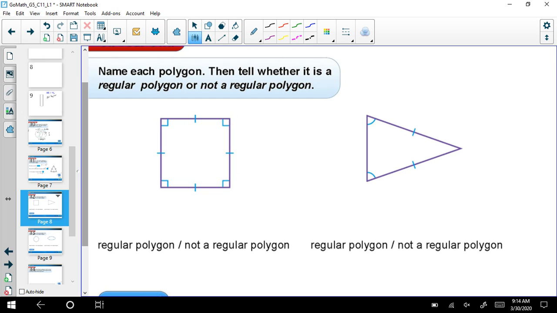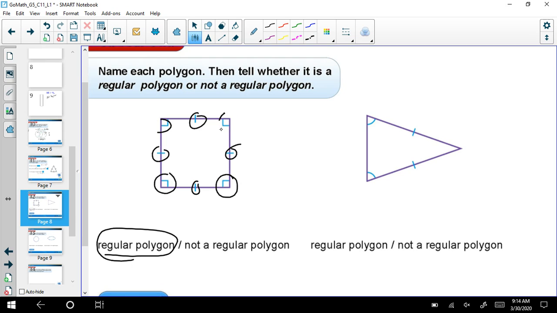All right, this one on the left is in fact regular. Here we see that all 4 sides are the same, and then we also see that all 4 corners are also the same. And a quick note is that whenever we see a squared off corner like this with a little square drawn in the middle, that just means that this is a 90-degree angle or a right angle.